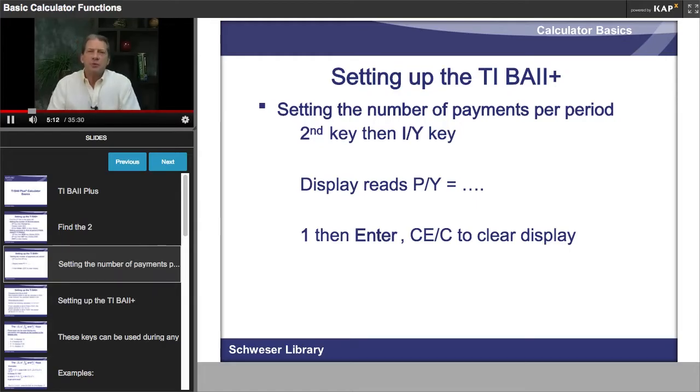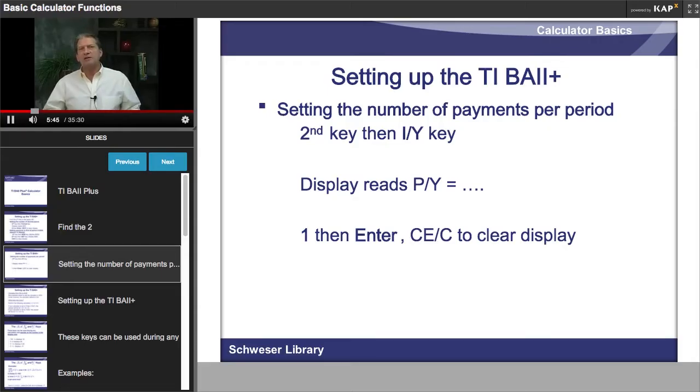Now we need to set up the number of payments per period. I think you should set it to 1 and just leave it there. If it turns out to be a monthly payment, we'll use the monthly interest rate, and N will be the number of months. If it's quarterly, we'll use a quarterly interest rate, N will be the number of quarters, and our payment will be payment per quarter. So really, it says I over Y, but think of it as payments per period. And then we'll just think in terms of whatever periods we have in the problem we have to deal with.